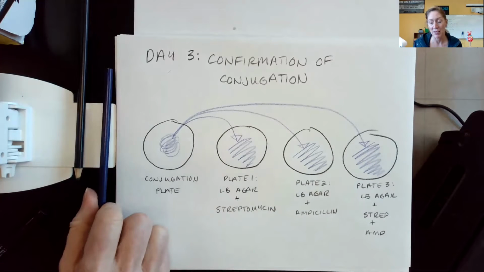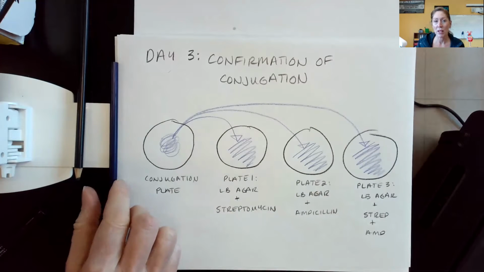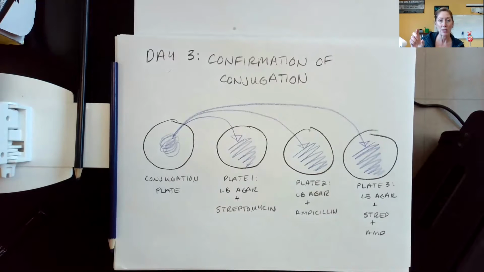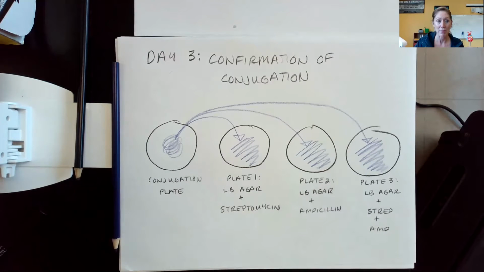And that's because when we underwent conjugation, we shared the plasmid from E. coli 2 with E. coli 1. E. coli 1 already had the gene for streptomycin resistance on its chromosomal DNA, and now it also has the plasmid that has the gene for resistance to ampicillin. So it's got both. So we have a new strain of bacteria that's resistant to 2 different antibiotics from plate 3.